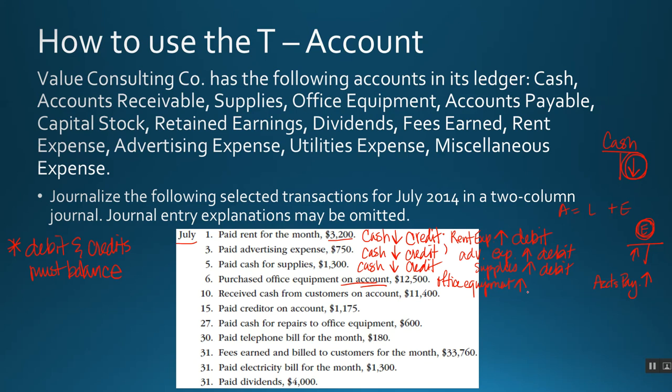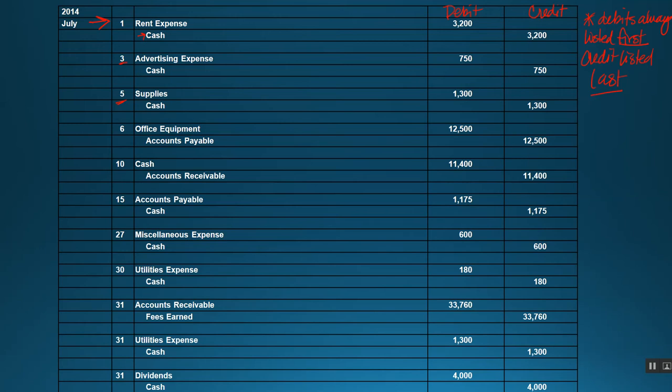Office equipment is an asset, and assets increase on the debit side. So that account will be debited for $12,500. Accounts payable is a liability. It increases on the credit side. So this account will be credited. And so that's what we put here. The date that this happened, office equipment is increasing. Increases on the debit side, the left-hand side. Accounts payable is also increasing, but it increases on the right-hand side, the credit side.